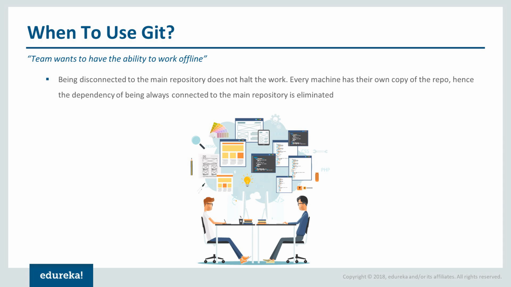The next scenario is the team wants the ability to work offline, which is only possible in Git, because Git is a distributed VCS. Not only in Git, I should say, it is only possible in a distributed VCS, which is possible in Git because we have a local repository and we can work in parallel, and once we get on the network we can push all the changes in one go.